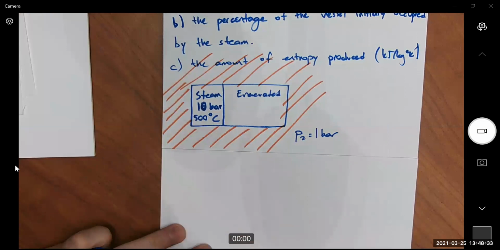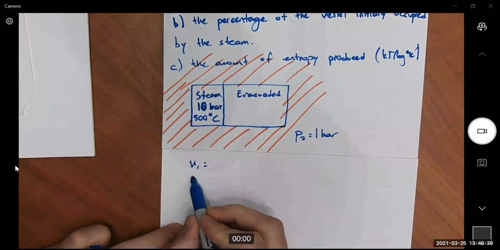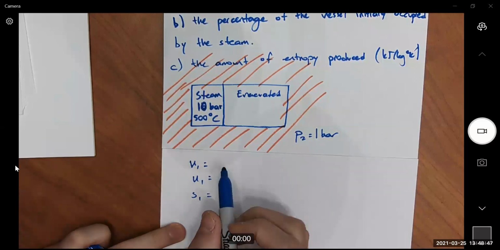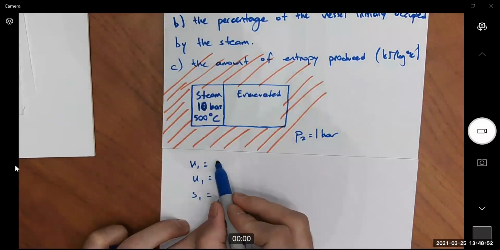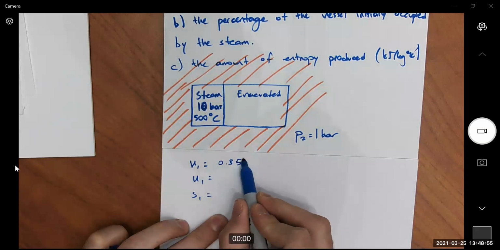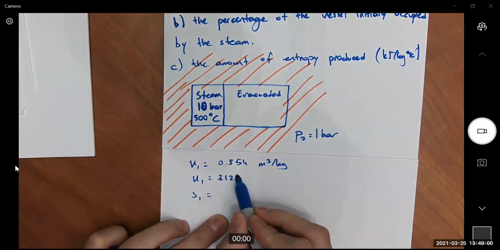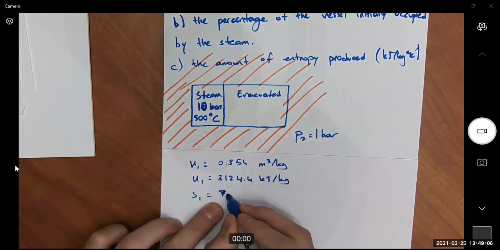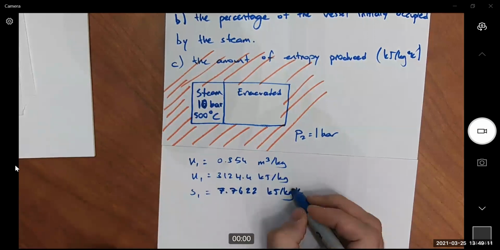At state 1, 10 bar, 500 Celsius, I can find my properties: specific volume, internal energy, entropy, also enthalpy. Specific volume for state 1, before I open the valve, is 0.354 meters cubed per kilogram. Internal energy 3,124.4 kilojoules per kilogram. And entropy at state 1, 7.7622 kilojoules per kilogram Kelvin.